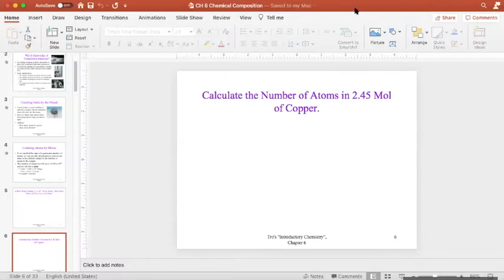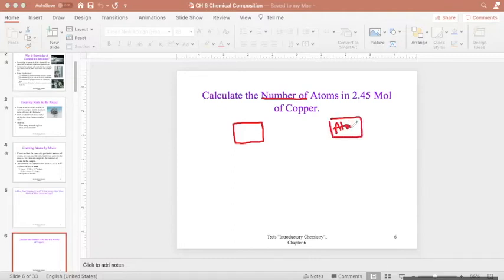So let me solve it for you fast. Let's make a solution box. I didn't make one in the last example, so let me make it over here. What we need is the number of atoms. We need atoms, right? And what is given? Moles are given. That's how we make a solution map. Is there any relationship between moles and atoms? Yes, we know 1 mole equals 6.02 times 10 to the power 23 atoms. So there is a direct relationship. We can go directly between the two boxes. We don't need any third box in between, right?